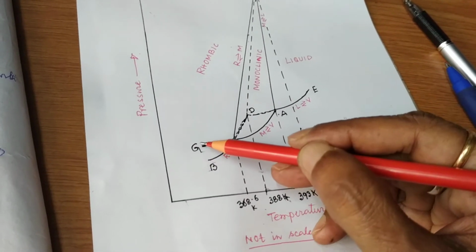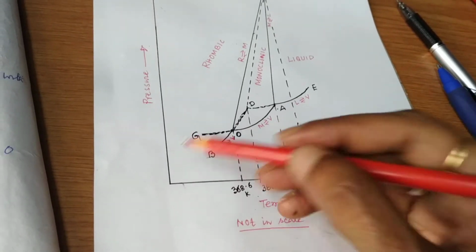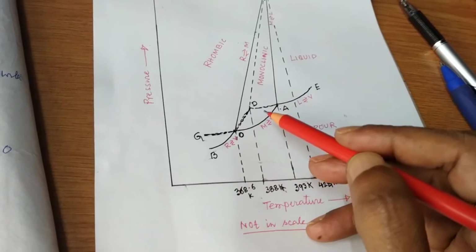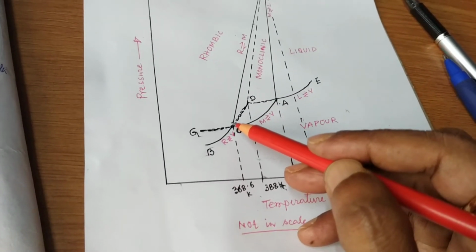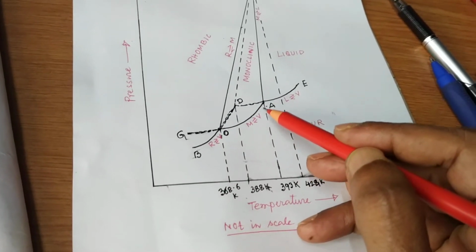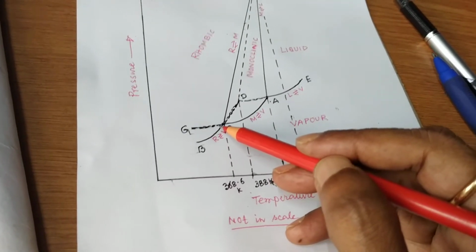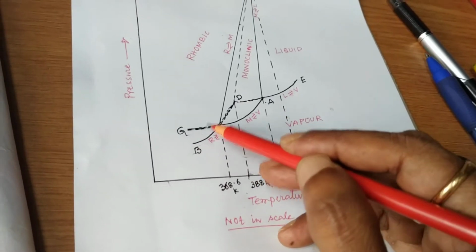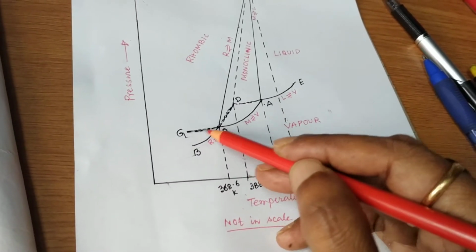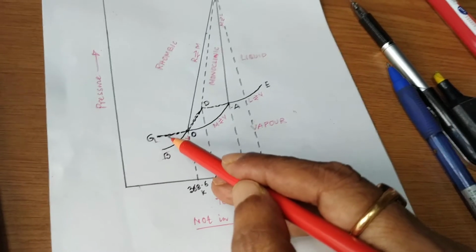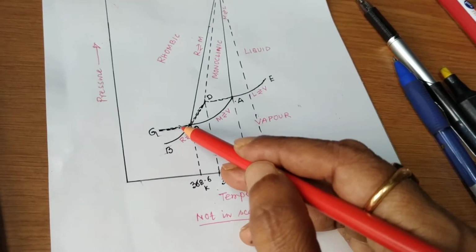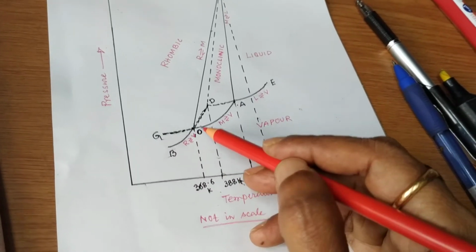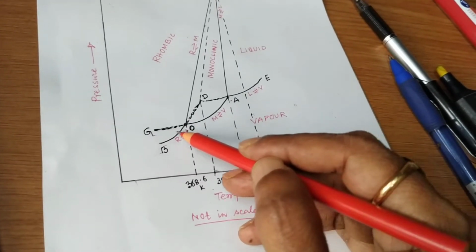Now we will discuss OG. This is the metastable sublimation curve of SM, monoclinic sulfur. It is a continuation of AO. The two phases along this curve are SM and SV, so here is the equilibrium between SM and SV. So this is the metastable curve OG.